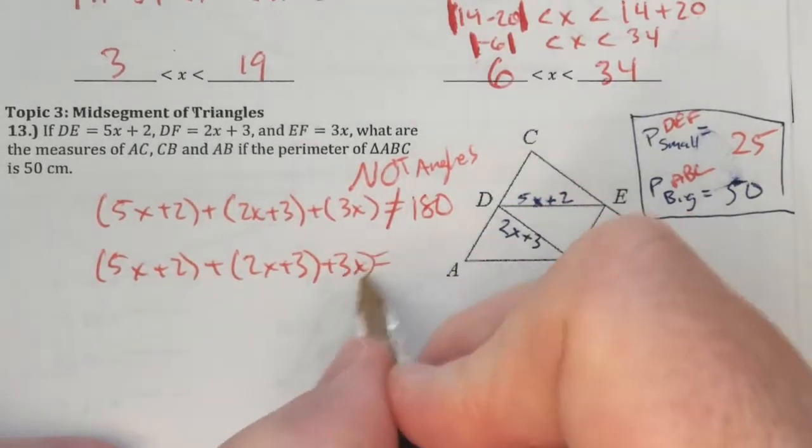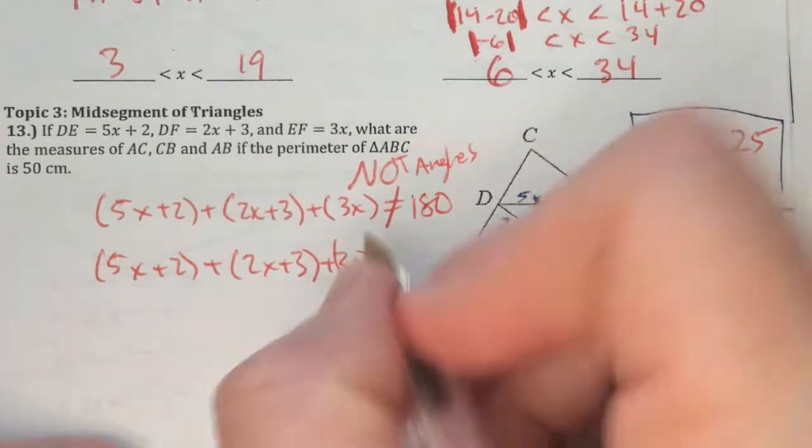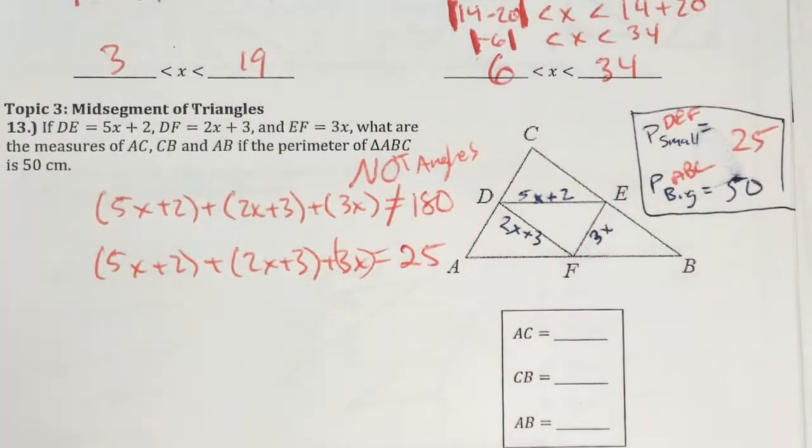Let's write it over again, because notes are good. What does this equal? What are these? That is the perimeter of the big or the small? The small. So that equals 25. That's what it does. It does not equal 180. It equals 25. These are side lengths, not angles.